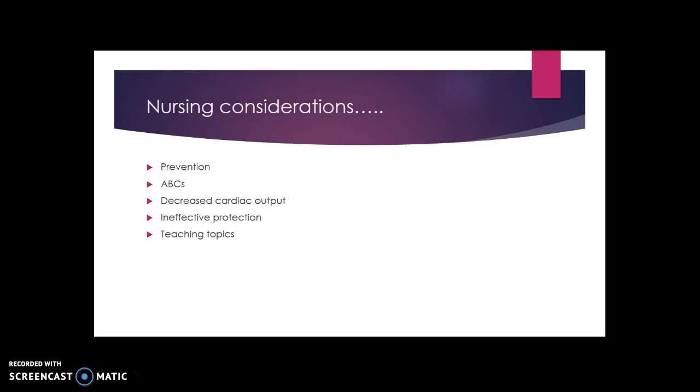Another one is ABCs. If the patient develops a PE, remember, you have a hypoxic client. That's got to be your priority nursing intervention. Decreased cardiac output can occur because blood is all stuck up in the lungs, which can cause a problem.